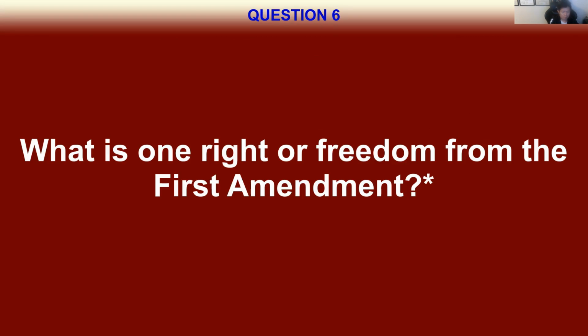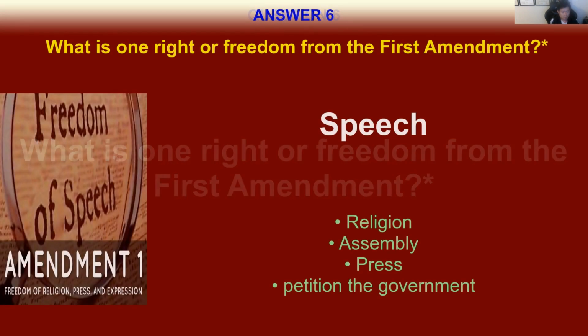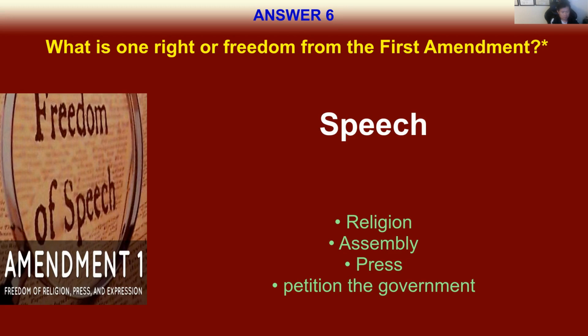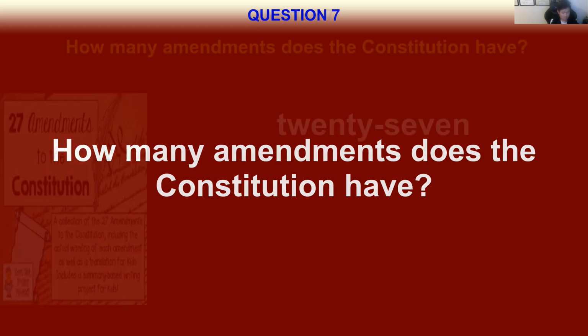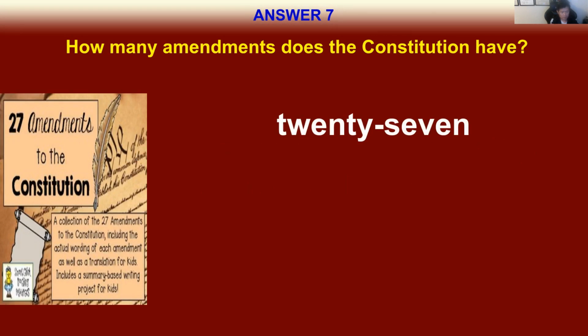What is one right or freedom from the First Amendment? Speech. How many amendments does the Constitution have? 27.